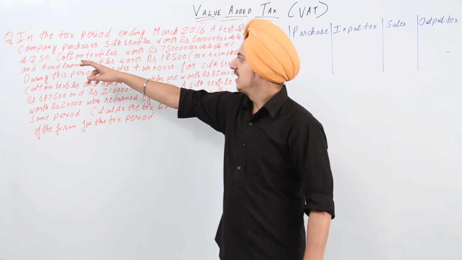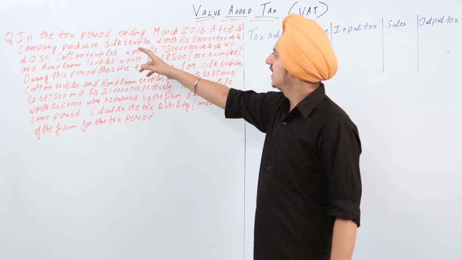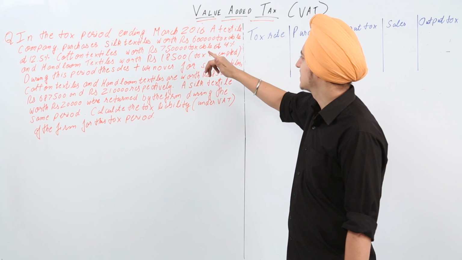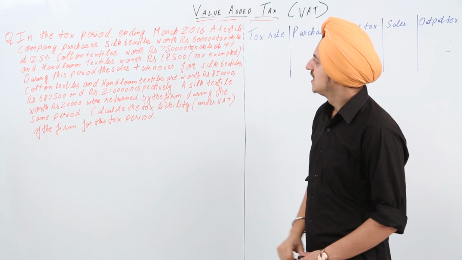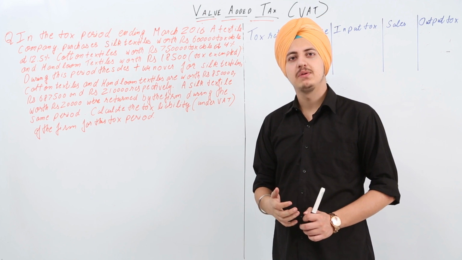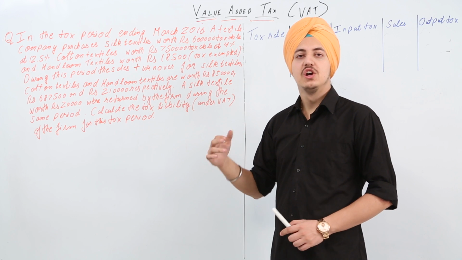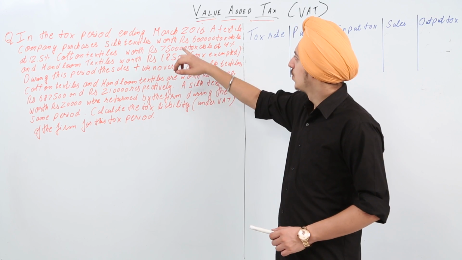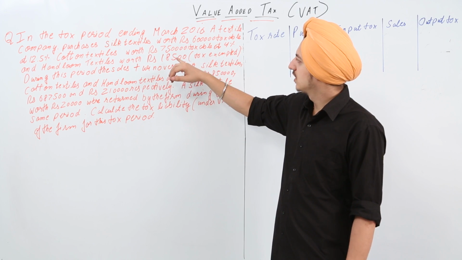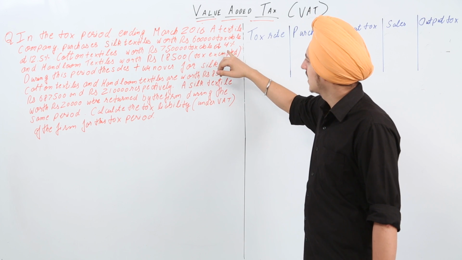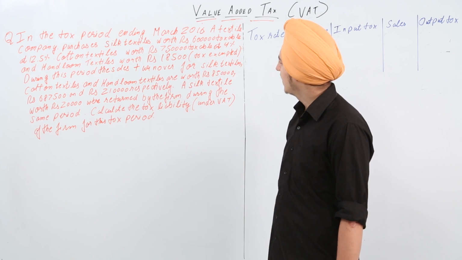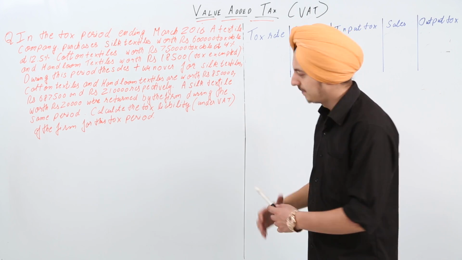The question is in the tax period ending March 2016, so a tax period that ends on March 31st of 2016, a textile company purchases silk textiles worth rupees 6 lakh. So silk textiles have been purchased from April 2015 to March 2016 worth rupees 6 lakh, taxable at 12.5%. Cotton textiles worth rupees 7.5 lakh, taxable at 4%, and handloom textiles worth rupees 1,85,000 that are tax exempted. There is no tax on them.